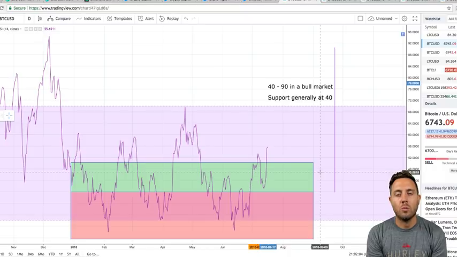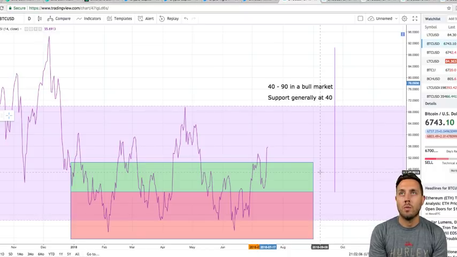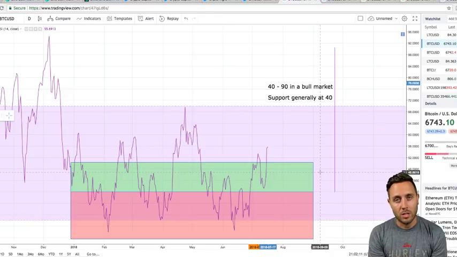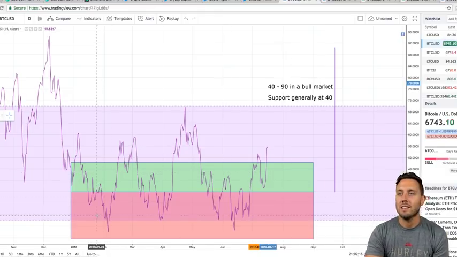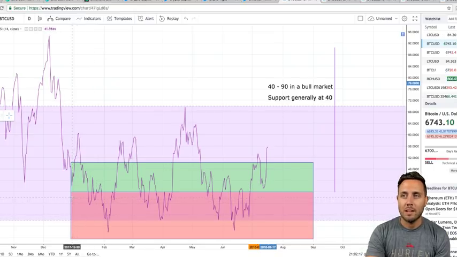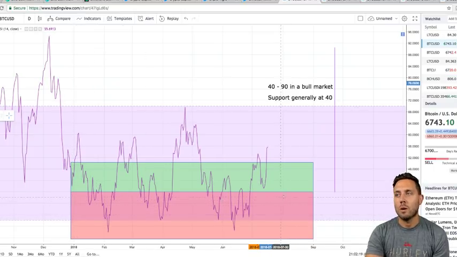Typically in a bear market, we will be trading on the RSI, on this momentum oscillator, below the 40 line. We'll be trading quite often below the 40 line, and you can see it here. Basically, this is the beginning of 2018 to where we are now. You can see that's quite often to be under the 40 line.